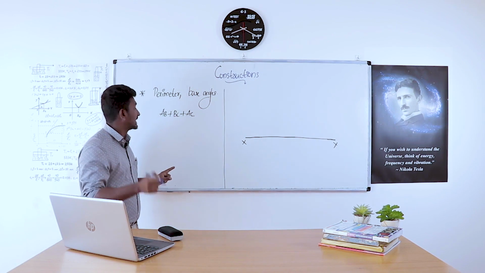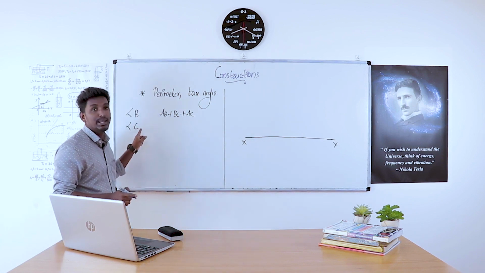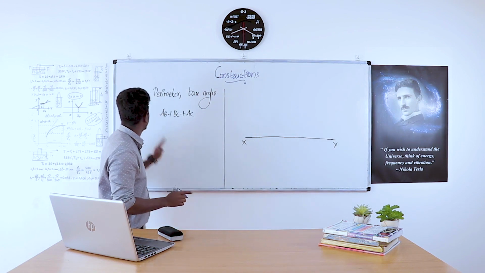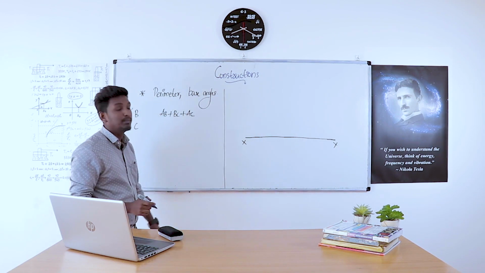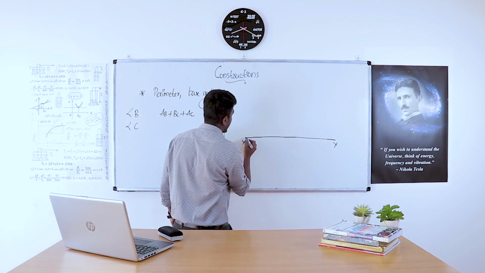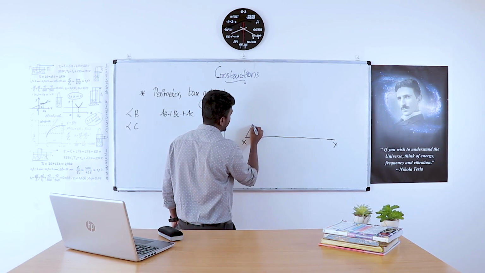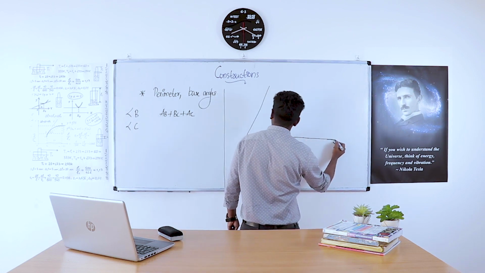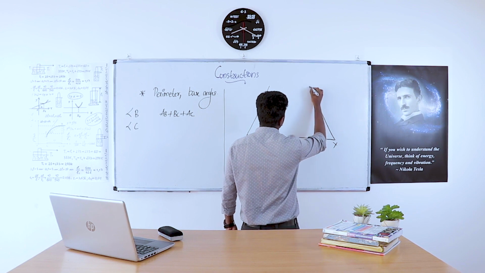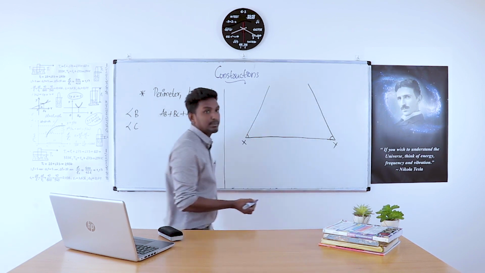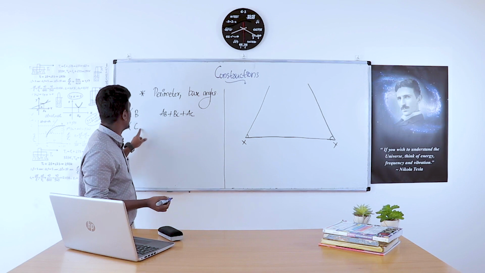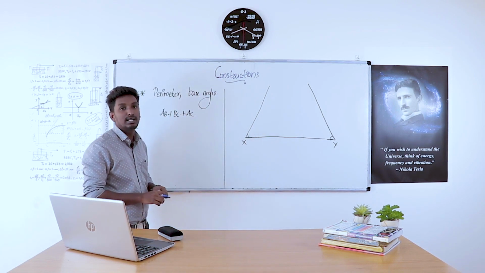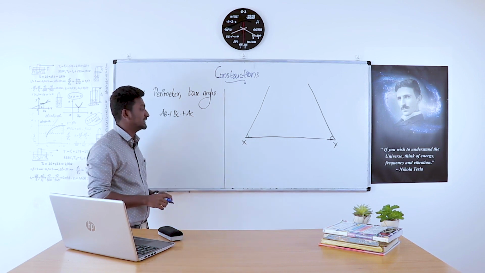Clear? The second step is that we have been given two base angles. Draw those angles at the end points of this line segment. So I am drawing angle B here, and this is angle B. And I am drawing angle C here, and this is angle C. This is step 2: you have to draw both the base angles at both ends of this line segment.